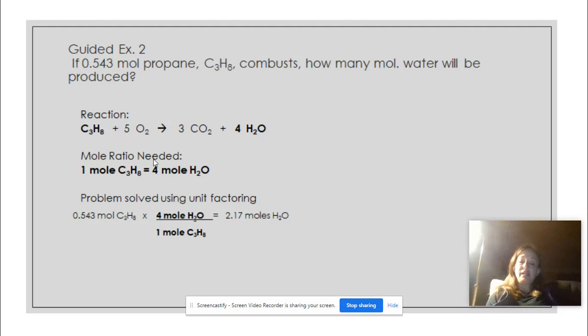The mole ratio I need is the one that the question asks for. It compares propane, which is a reactant in the reaction, with water, which is a product in the reaction. The reaction says that for every 1 mole of propane, I'll produce 4 moles of water. So I set it up that way with 0.543 as given, moles of propane, times 4 moles of H2O over 1 mole of propane, and I take 0.543 times 4 divided by 1 and get 2.17 moles of water.